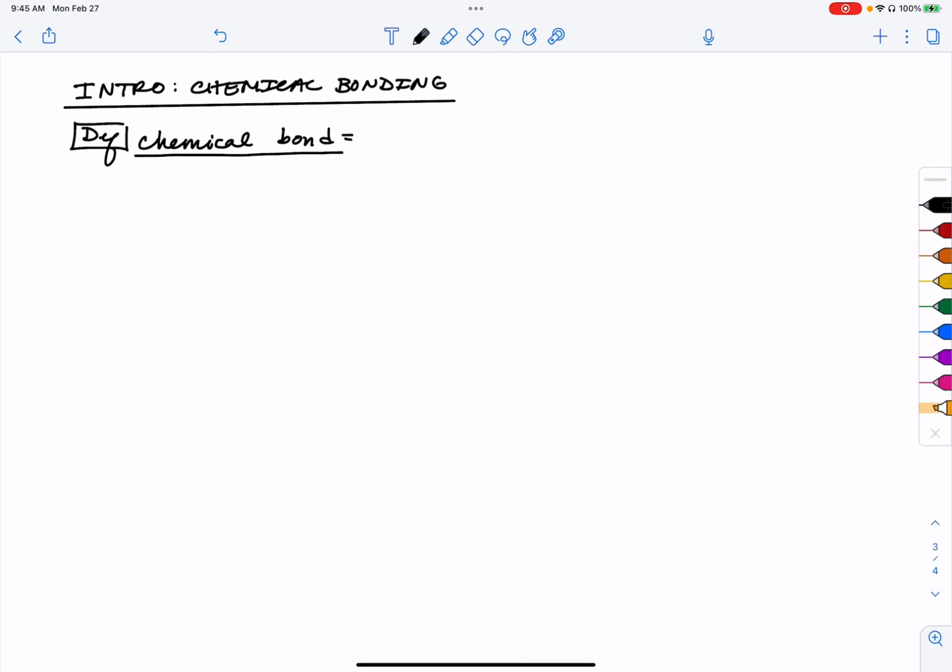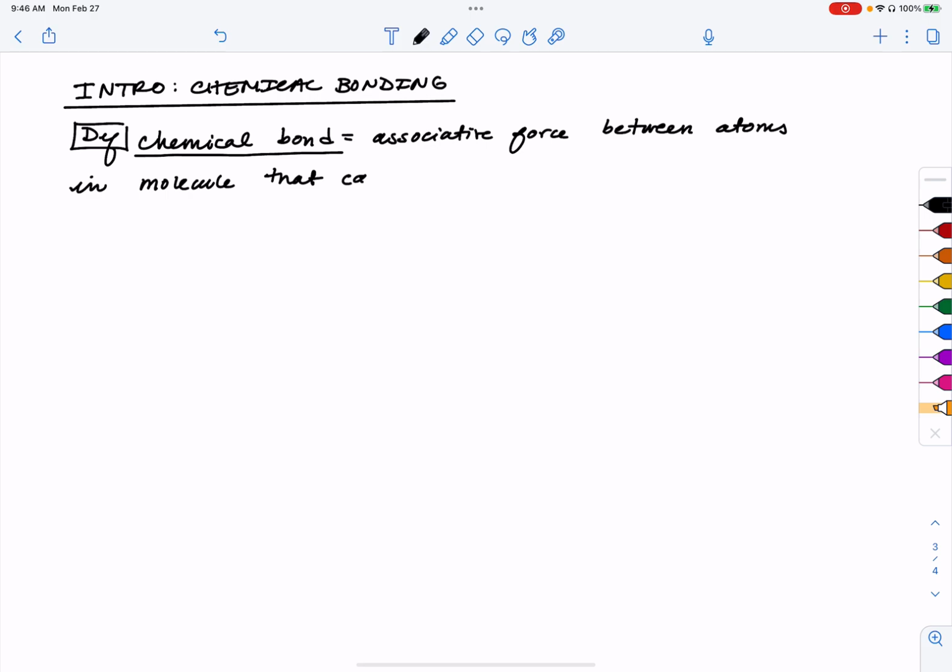So if we're going to describe chemical bonding, we better have a functional definition. So let's begin there. What is a chemical bond? In a most general sense, a chemical bond is some associative force between atoms in a molecule that causes atoms to stick, if you will, together.